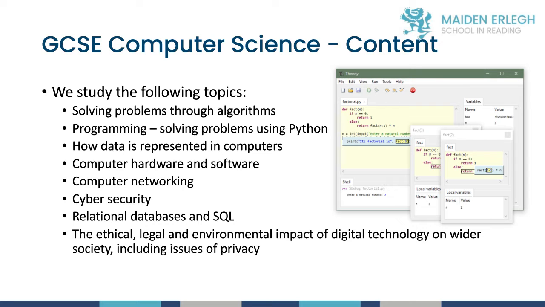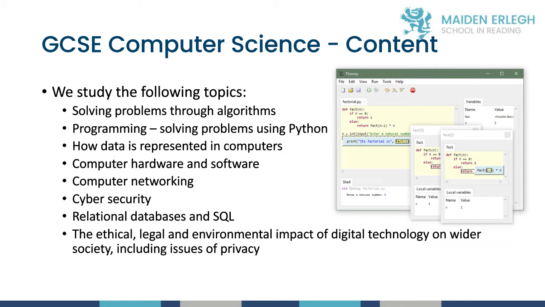We learn about the different computer hardware and software, how these components relate to each other and function together to make a complete computer system. We study computer networking. We look at how individual devices can be made to communicate with each other, whether they are in close proximity or on the other side of the world.